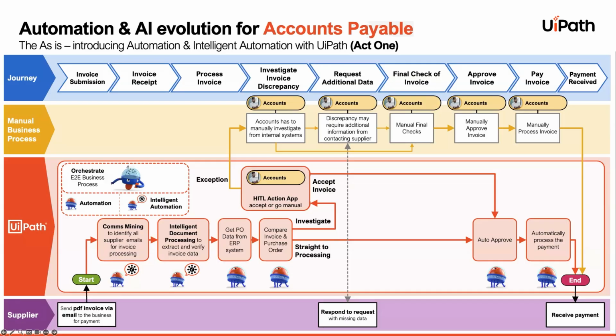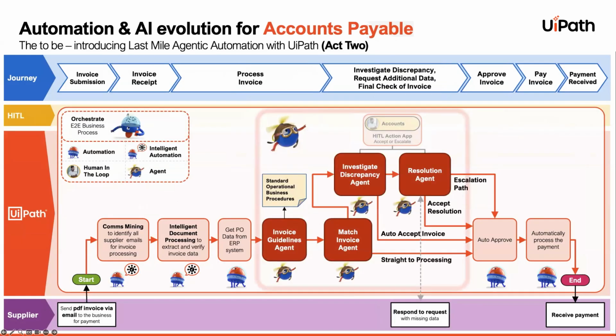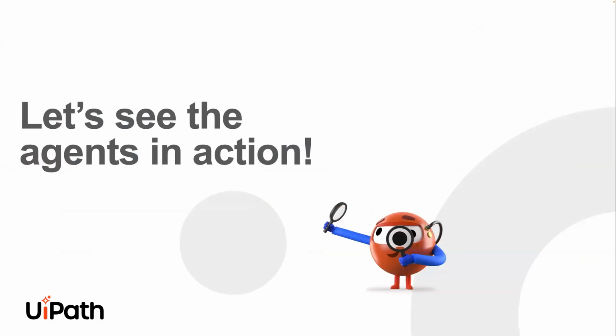Within the era of agentic automation, we can enhance the process with additional agents to enable end-to-end automation. In addition to Act 1, we have guideline and matching agents delivering similar capabilities to intelligent automation. But we also have investigate discrepancy and resolution agents to tackle the more difficult, cognitive-intensive parts of the process, which we couldn't touch with automation before. Let's see the agents in action.